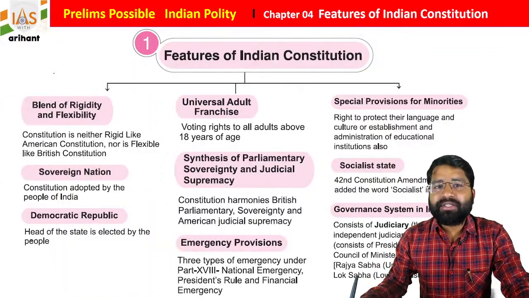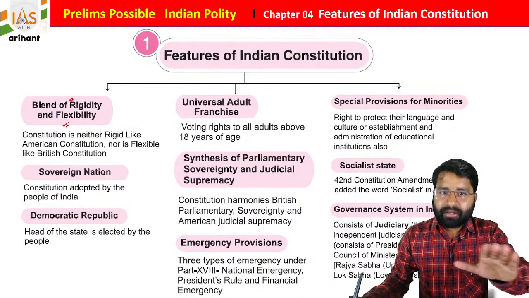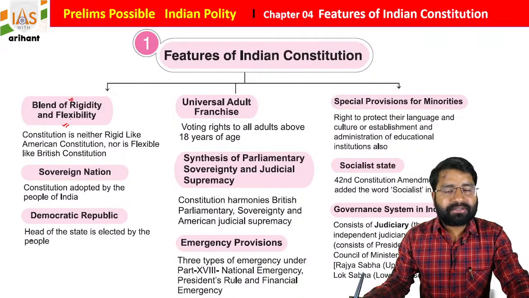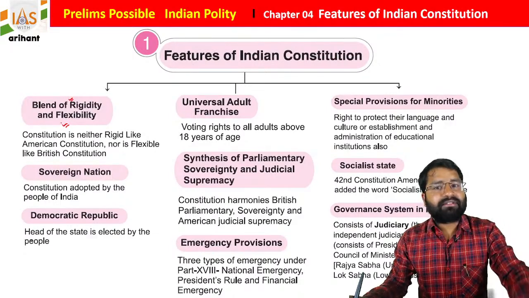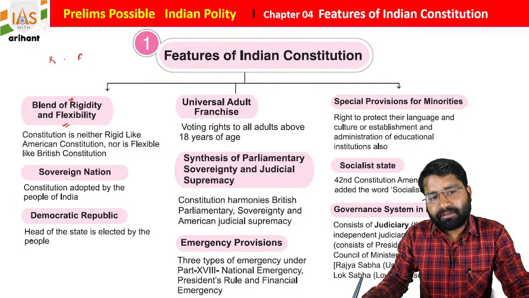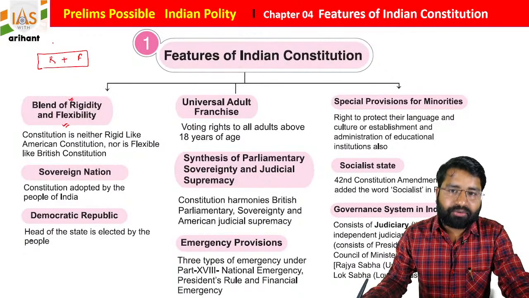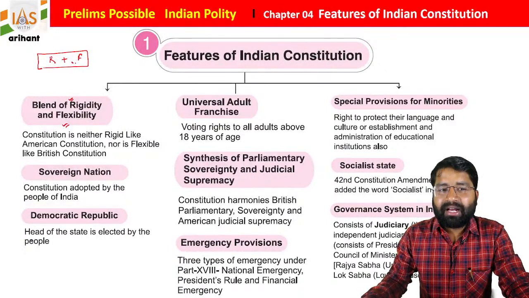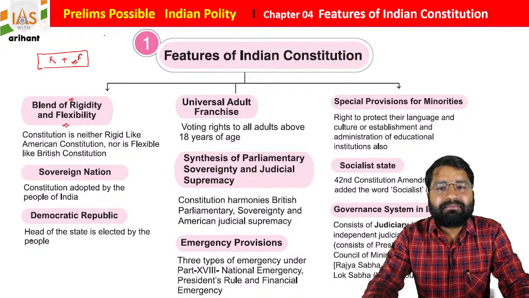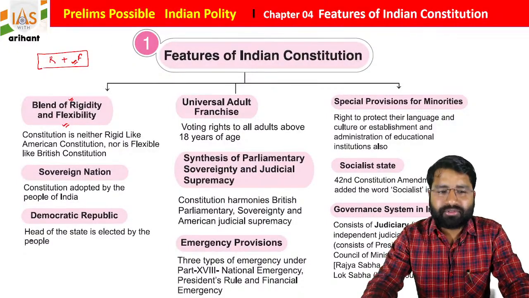Our constitution is rigid as well as flexible. We are not completely rigid like in the USA. We are not totally flexible like in the UK. So we are somewhere in between a rigid and flexible constitution. We have some features where a very strong, or you can say difficult, majority is required, and some places where flexibility is also included, students.